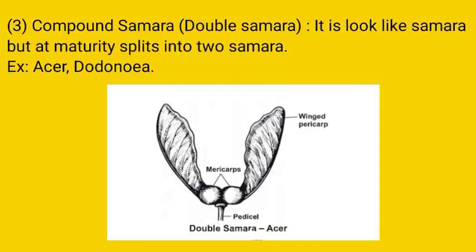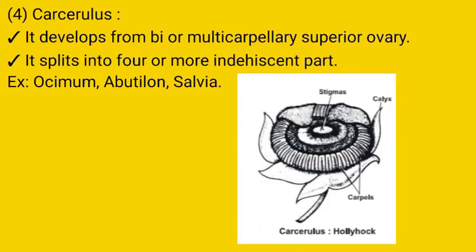Compound samara or double samara. It looks like a samara fruit, but at maturity it splits into 2 samaras. Example Acer and Dodonaea. Let's see the diagrammatic representation of double samara in Acer, how at maturity the fruit splits into 2 samaras or 2 mericarps. Check the diagram carefully. The next type of schizocarpic fruit is carcerulus.